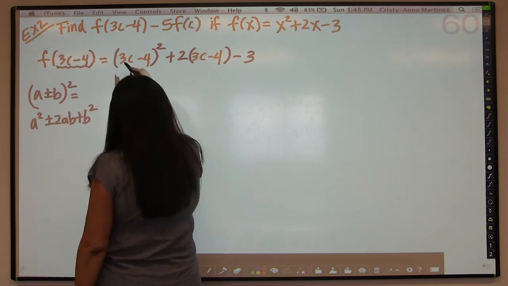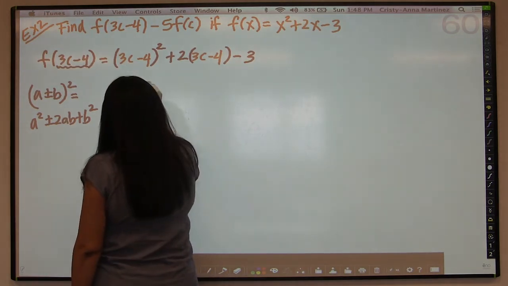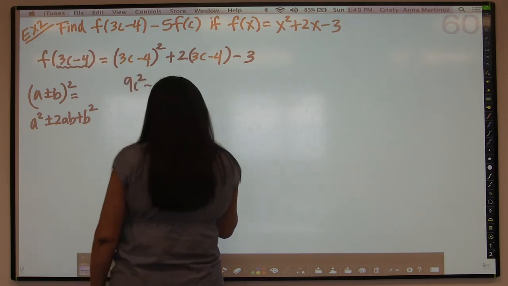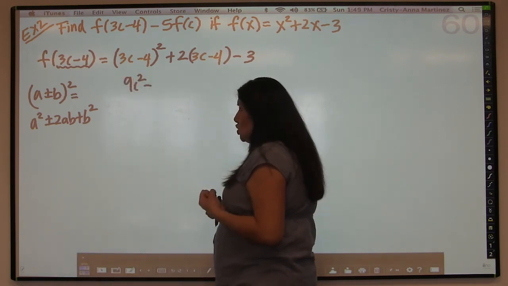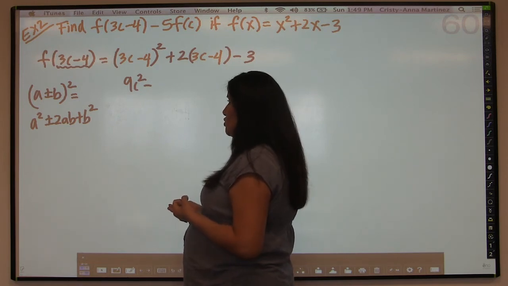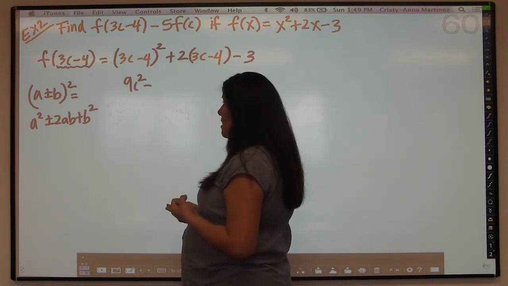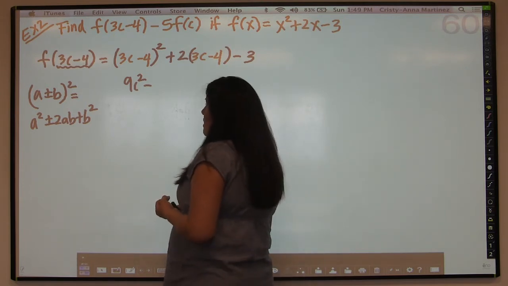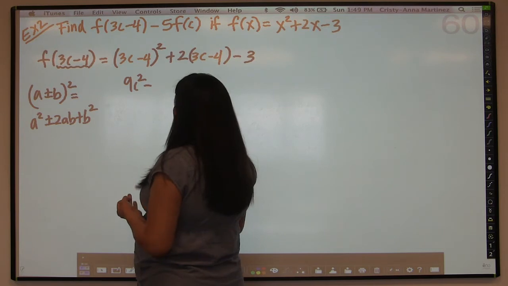I'm just reminding you, and I'm going to be using the formula. So that's going to be 3c squared is 9c squared. This is a minus, so it's going to be minus 2 times a times b. So it's going to be minus 2 times 3c, and minus 2 times 3c is negative 6c, and then negative 6c times negative 4 is 24.